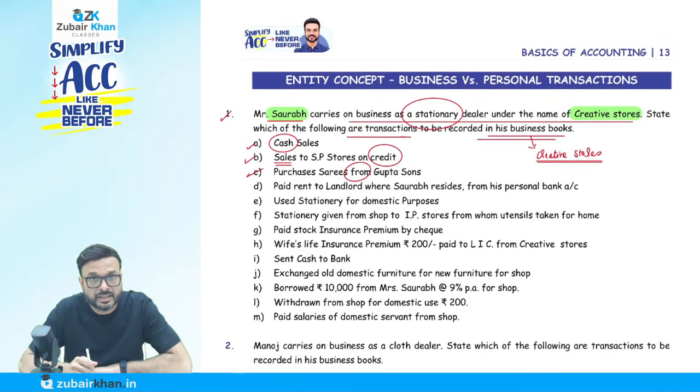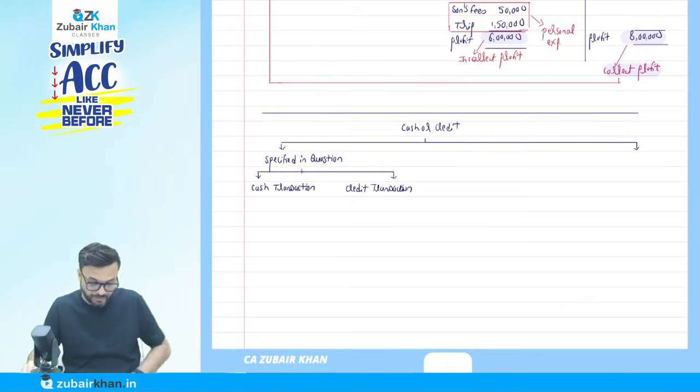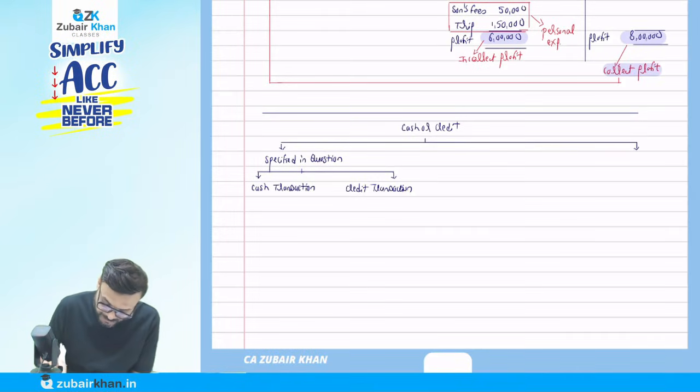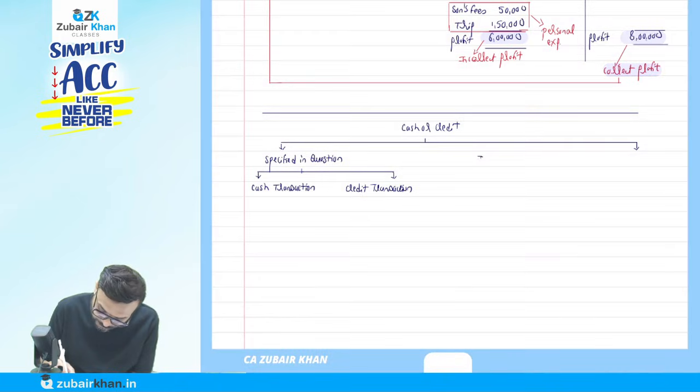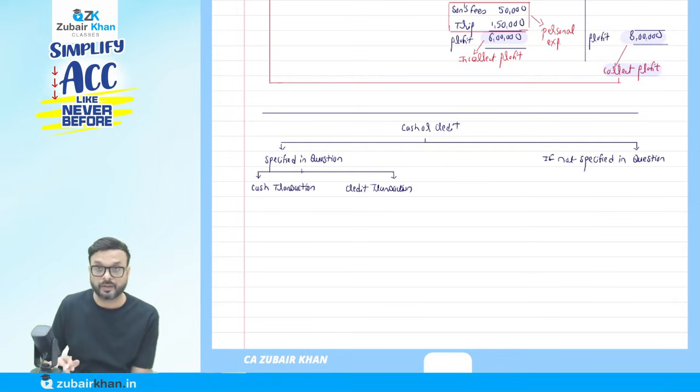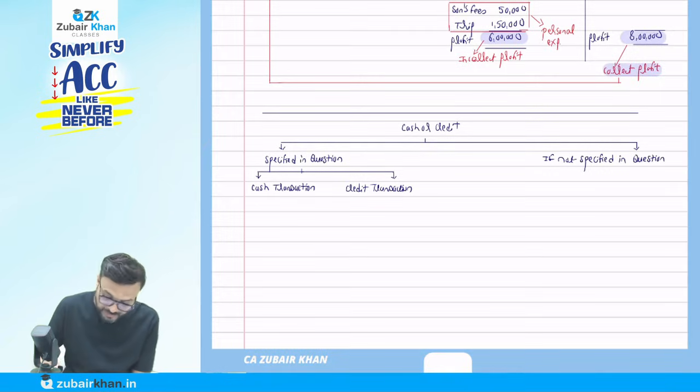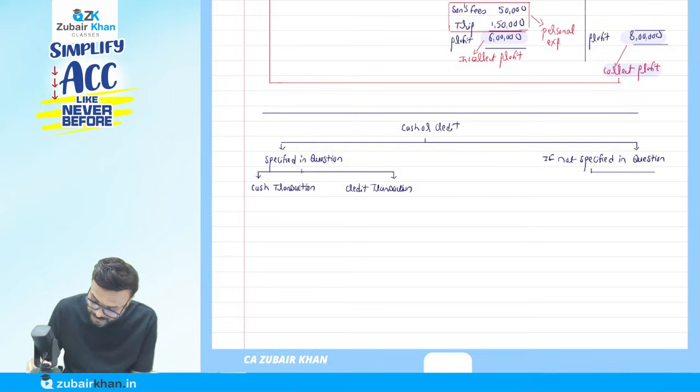Cash. Here, in point B, it is mentioned that it is a credit transaction, so we are going to call it a credit transaction. But what happens if it is not specified in the question whether it's a cash transaction or not? So this is one rule. What is the rule that they have?